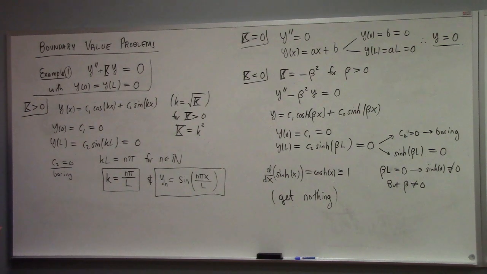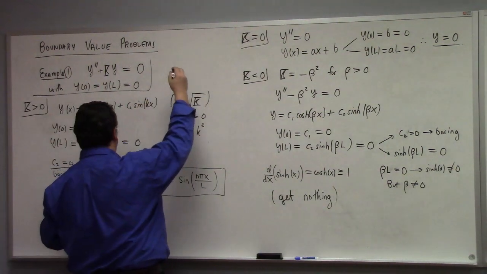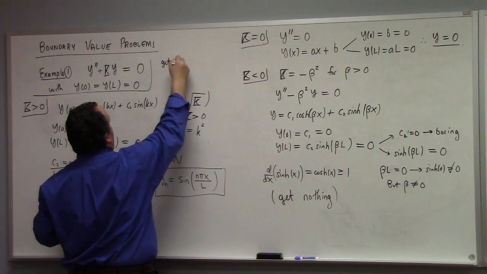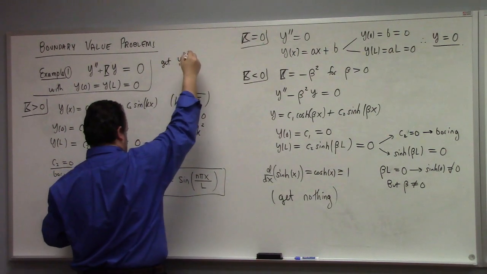So this is example one. What do you think example two would be? So I'll write it up here. Probably something like e to the i x.